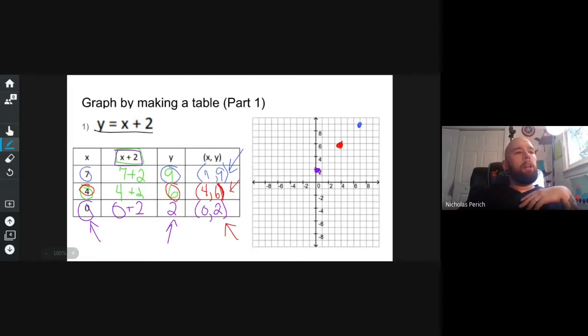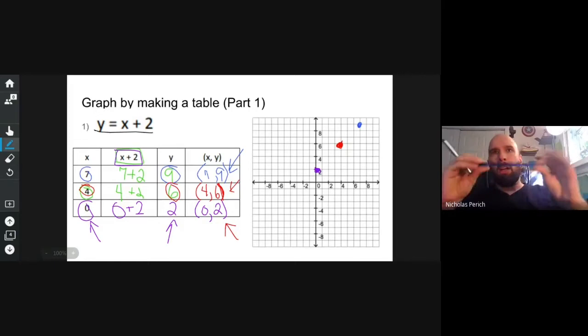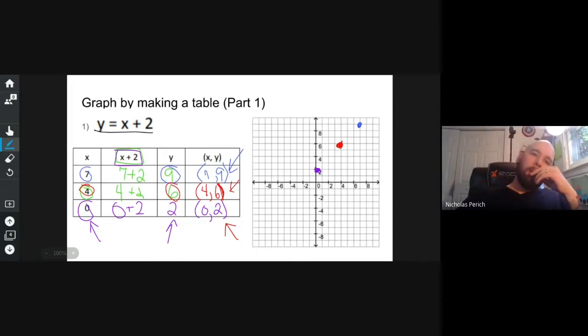Look at these 3 dots. If I were to take a line and connect them, I wonder if using a ruler will work. I'm actually going to take a ruler and put it against my screen. Let's see what happens. Nope.